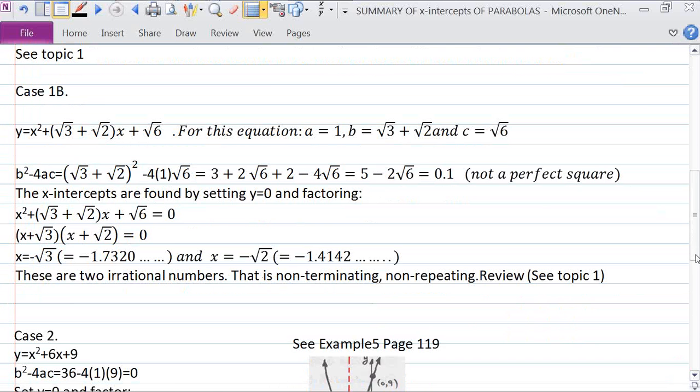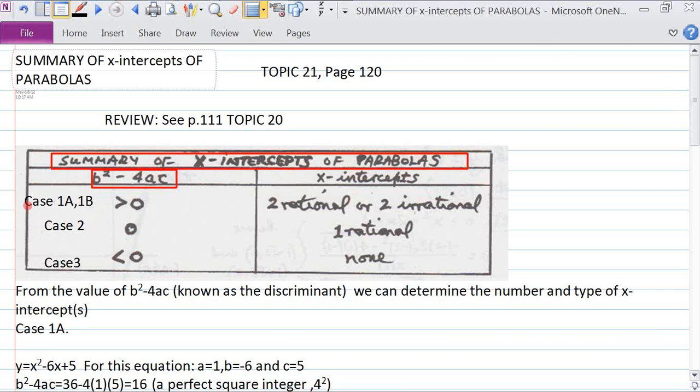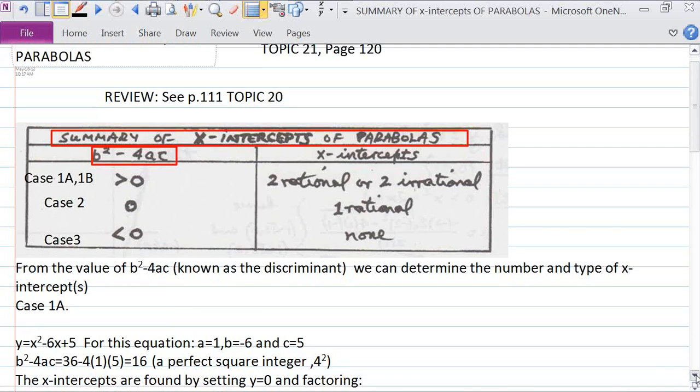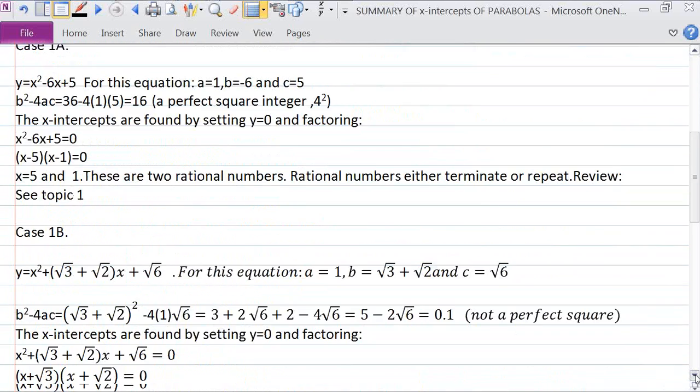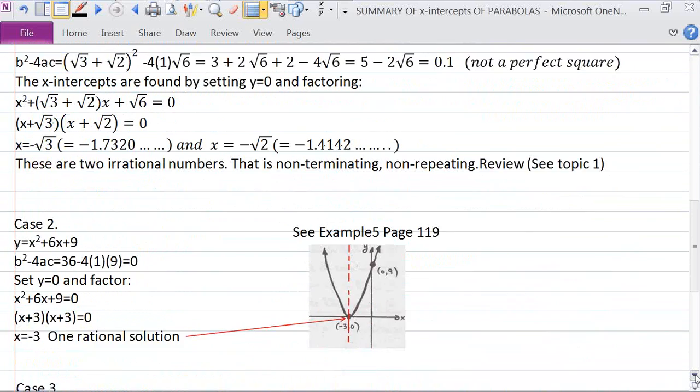So the difference between 1a and 1b is that in both cases b squared minus 4ac is greater than 0. In one case, the two roots are rational, and b squared minus 4ac must be a perfect square. In the other, the two roots are irrational, it's not a perfect square, but it must be greater than 0. So those are the first two cases.